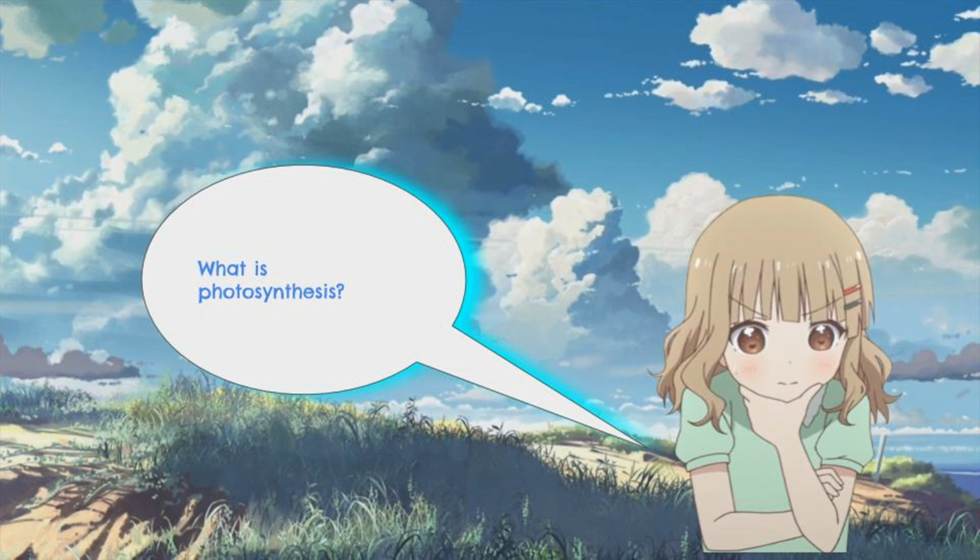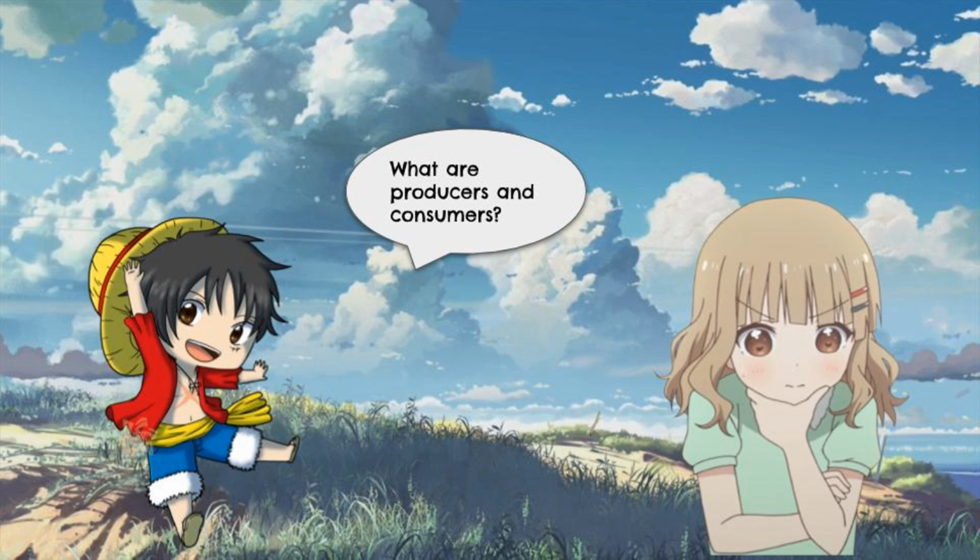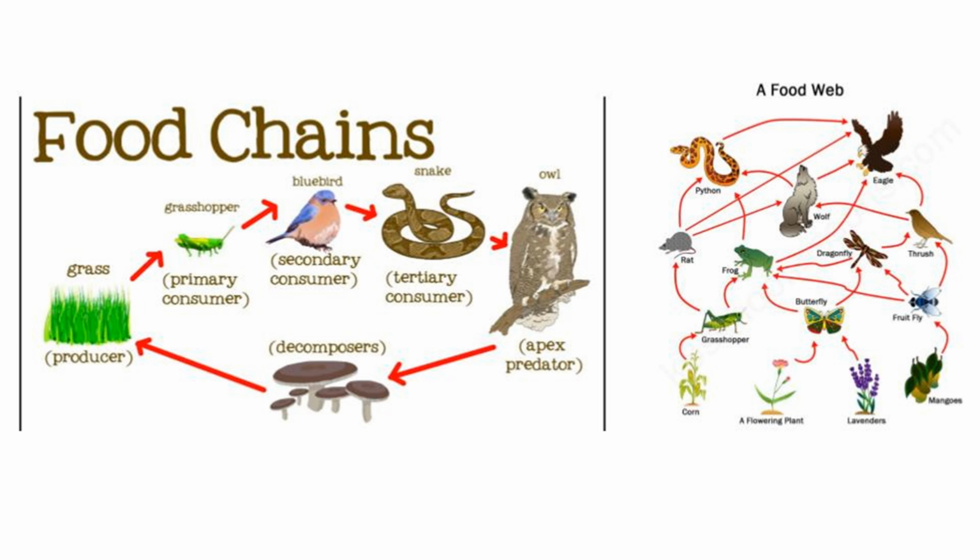Another process is photosynthesis. Photosynthesis is the process in which plants convert light energy into chemical energy for producers and consumers to use. What are producers and consumers? Producers are species that can produce their own energy, which are primarily plants. Consumers are species that consume energy, which are primarily animals. Food chains and food webs are the demonstration of energy transfer between organisms. It shows what organisms eat what.